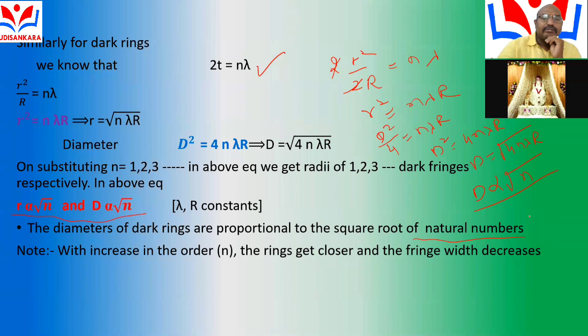So my dear students, this is called the Newton rings experiment. We have to calculate the diameter of the bright band and the diameter of the dark band.